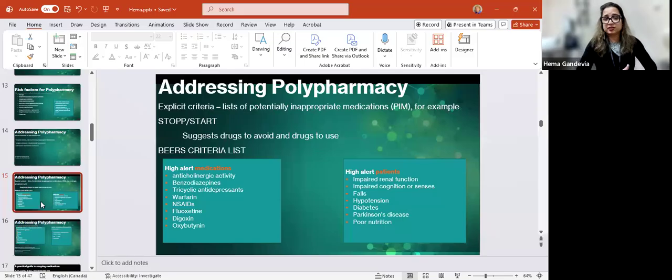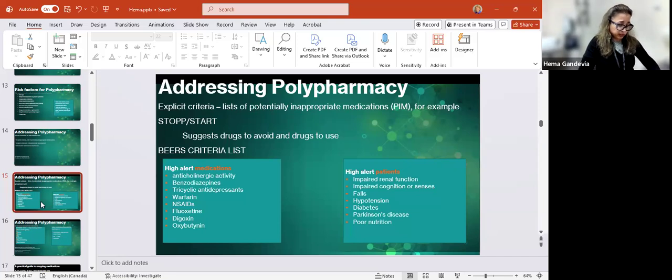So let's talk about explicit criteria, which lists potentially inappropriate medications or PIMs, as you commonly know them. So let's talk about the START, which is the most commonly used tools for polypharmacy. Now, what are STOPP and START? These are acronyms designed so that people can identify drugs and what drugs to use and what drugs to avoid.